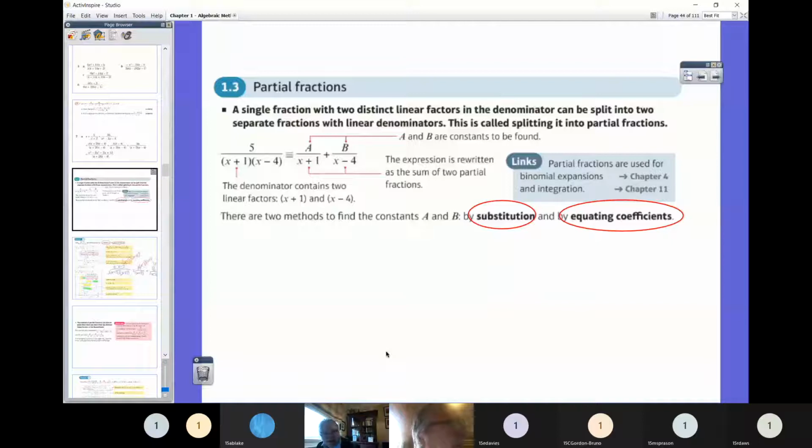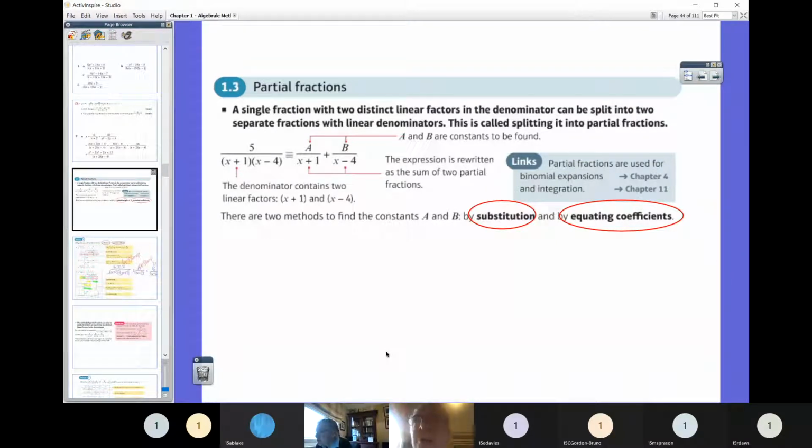On that side, that fraction, 5 over x plus 1 times x minus 4, we can actually break it down into its two components. Like it says over there on the right, that's going to be very useful if you needed to use the binomial expansion on it. And also when we get onto integration, it's going to be a lot easier to integrate the two terms on the right.